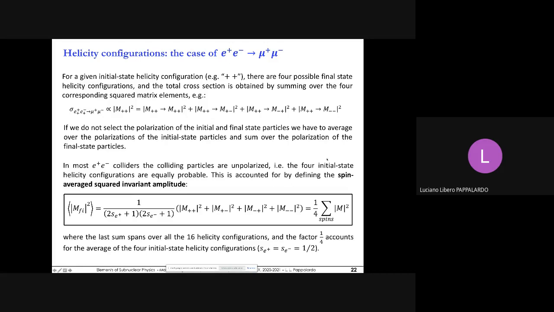And this is accounted for by defining the spin averaged squared invariant amplitude in the usual way. So we take the average over the initial state spins and the sum over the final state spins. For the average, you have to sum them and divide by the total, which is given by the spin multiplicity. And for the final state, you sum again over the final states. Now, if you put here 1/2 for the spin of the electron, this factor is just 1/4. So overall, you can write it in this way, where the sum spans over all the 16 helicity configurations.